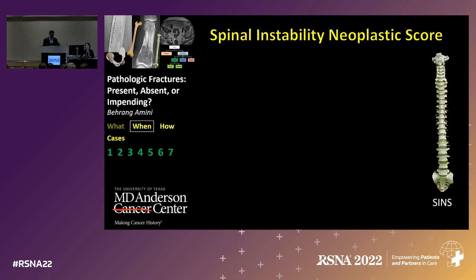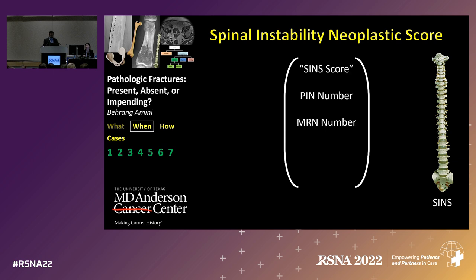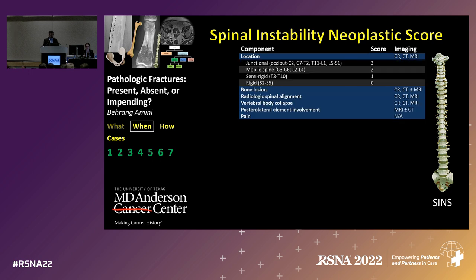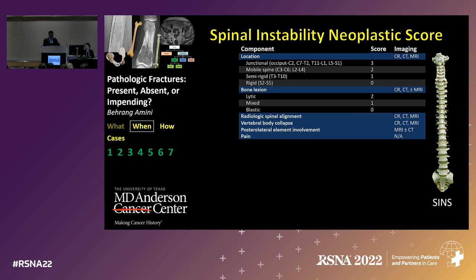All right, let's move on to the SINS. Let me just open a nitpick about the SINS. A lot of people call this the SINS score. That's like saying PIN number, MRN number, MRI image, or PICC line. So just be aware of that. And this is a little bit more complicated. Here we go by location. The more mobile parts of the spine get the higher score. So junctional, occipital to C2, C7 to T2, and the thoracolumbar and lumbosacral junctions get a higher score.